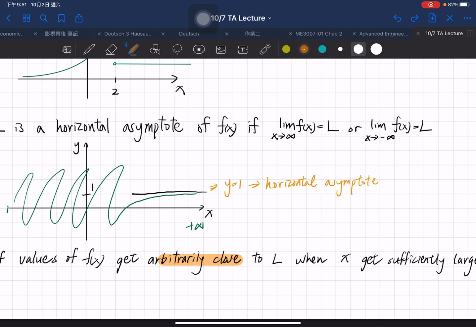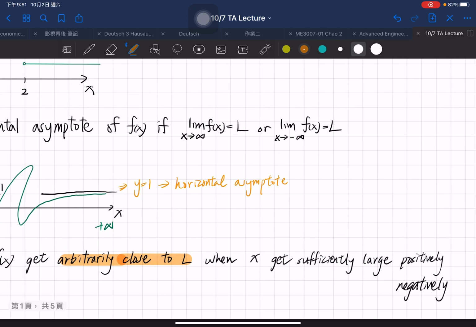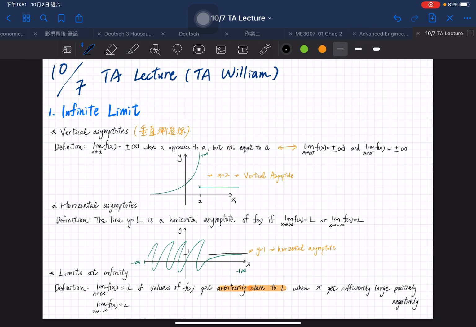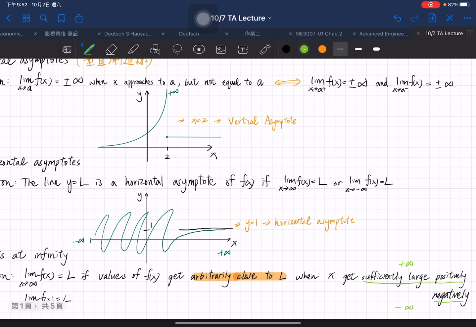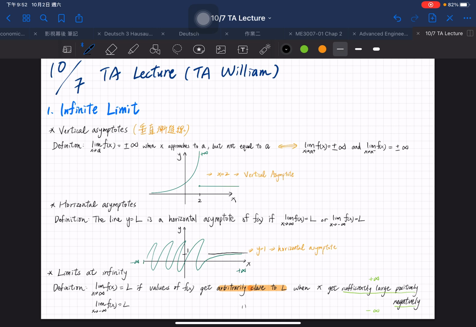Let me draw it again. It gets arbitrarily close to L when x is sufficiently large positively. Sufficiently large positive just means positive infinity, and the other way is negative infinity. This is the same definition. Now we know the definition and how it works, so now we do some examples.